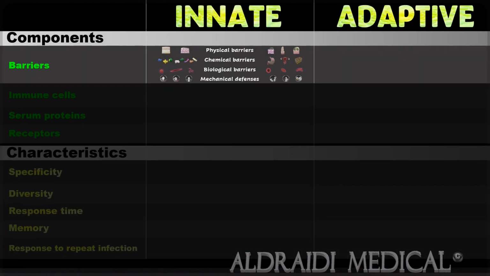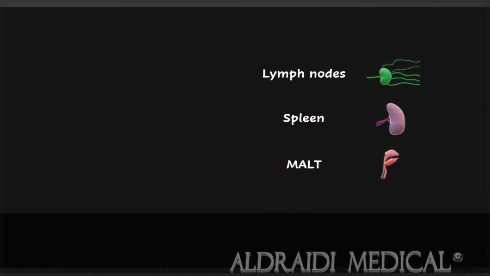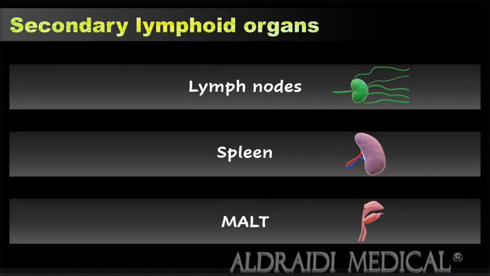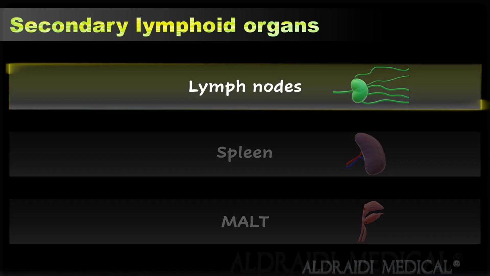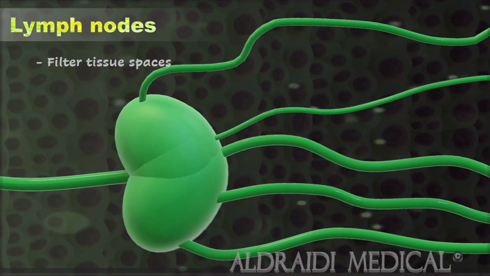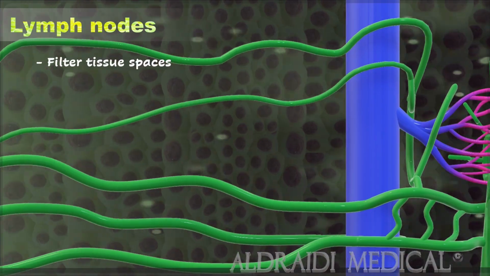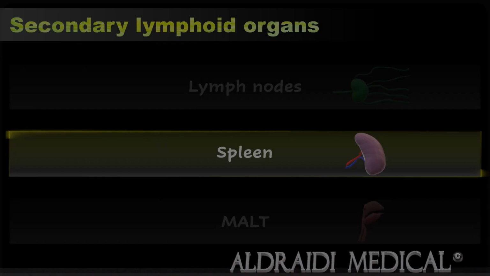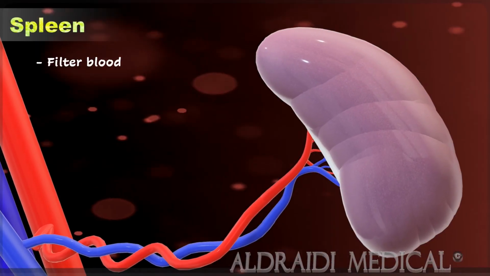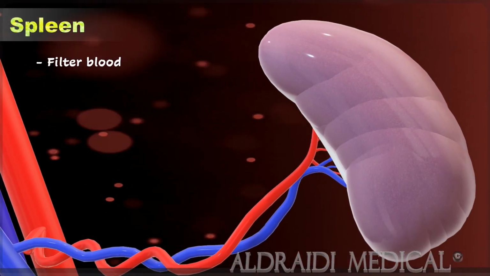Now, the barriers of the adaptive immunity are the secondary lymphoid organs, which include the lymph nodes, the spleen, and the mucosa-associated lymphoid tissue. These lymphoid structures act as barriers by filtering various antigens. The lymph nodes are specialized in filtering lymph and trapping antigens incoming from tissue spaces. The spleen filters blood and mounts immune responses to blood-borne antigens.